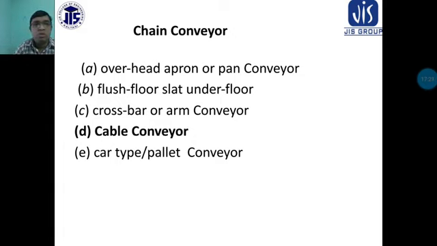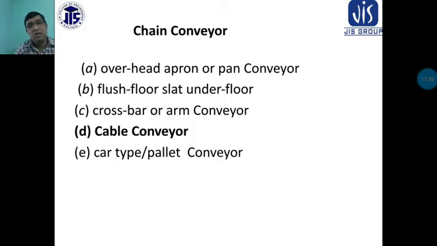Suppose you are in between two hills, and you have to send some materials, but there are no people standing here. This type of equipment can be sent to the other hill area very easily by cable conveyors also.